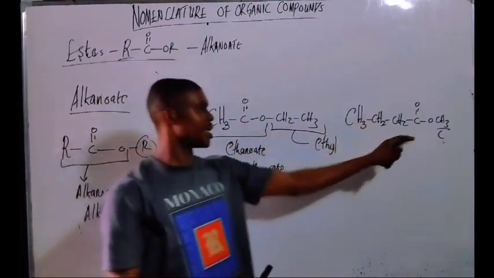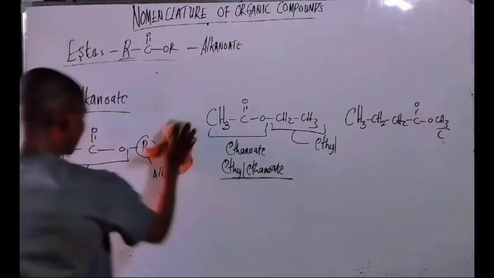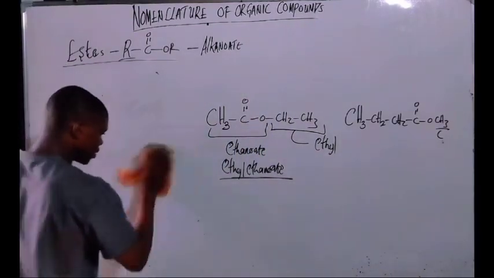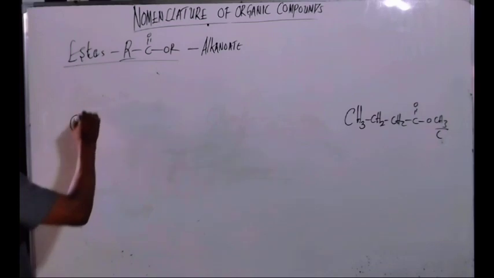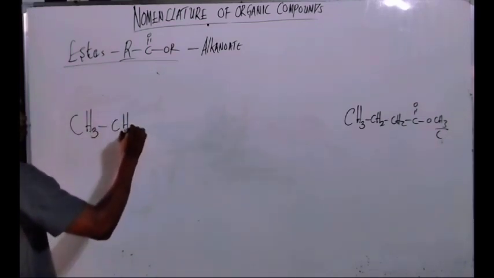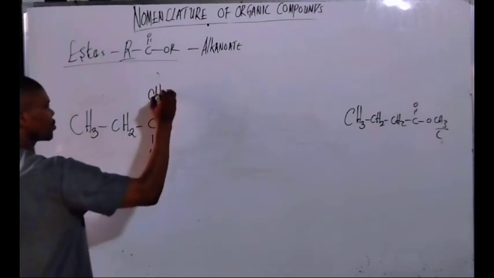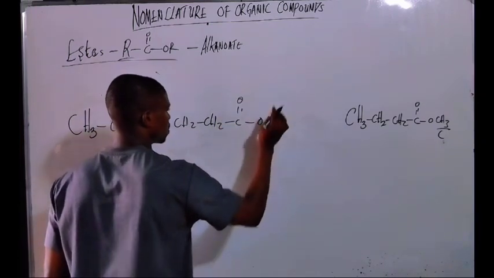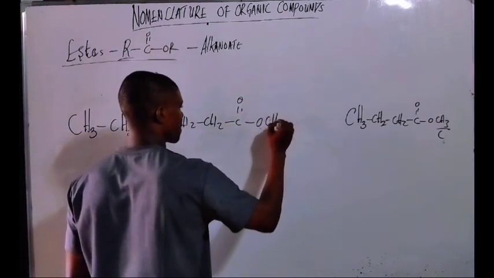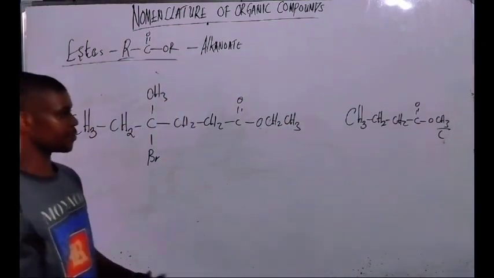With this one, you can also name it. What about if you now have a substituent attached to it, which you are looking at here? We now have a substituent attached to it. Probably now we have CH3, CH2C, here we have Br, here we have CH3, and here CH2, CH2C. So what would be the name of this compound here?